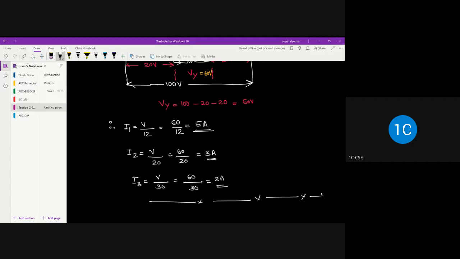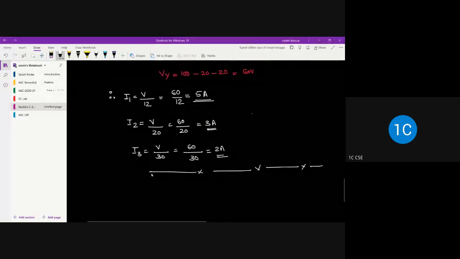Did anyone use the current division rule? Yes, sir, I used. You used. Are you getting the same answer? Yes, sir, I got the same. Great. That's what I was saying. Do not worry about which method a particular textbook has used. The method which you are comfortable with, please go and use it, and you will get the right answer, provided you know the process is correct.